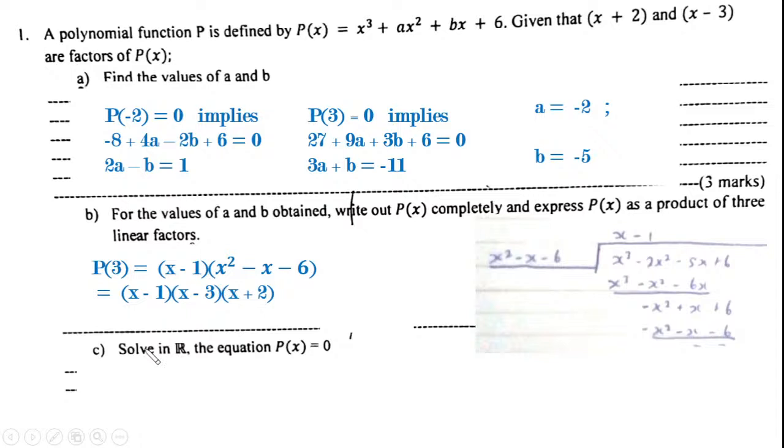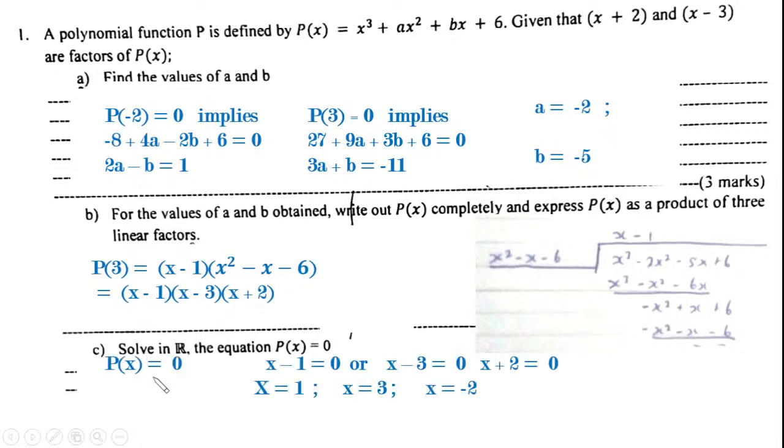And the last part says we should solve the equation p of x equals 0. Since we already have all these linear factors, a linear factor means that the highest power for each of the factors is 1, so we just equate all of these to 0. P of x equals 0 implies x minus 1 equals 0, or x minus 3 equals 0, or x plus 2 equals 0. And x equals 1, or x equals 3, or x equals minus 2. Okay, so that's it.